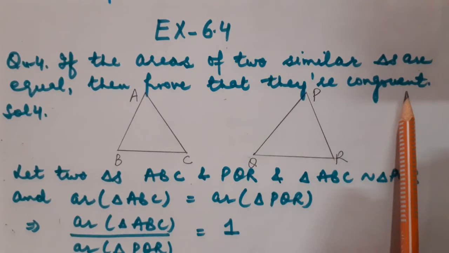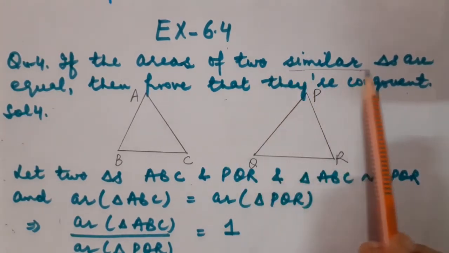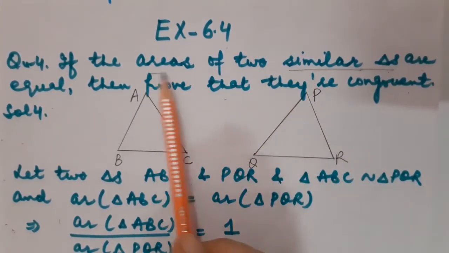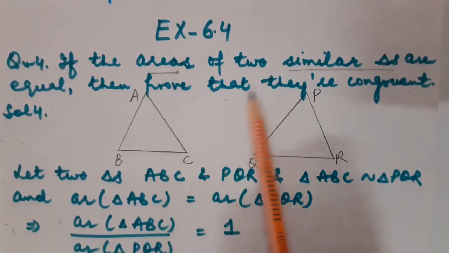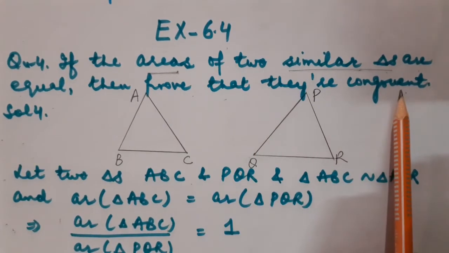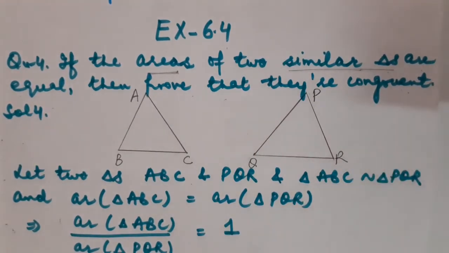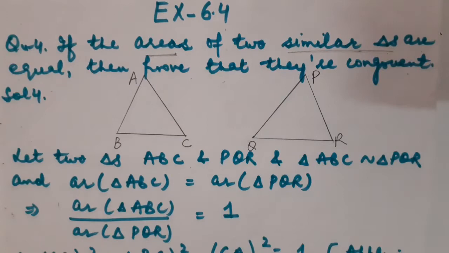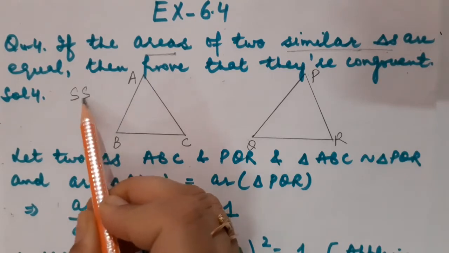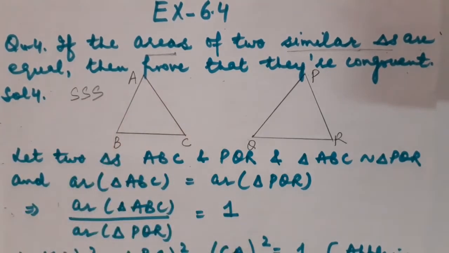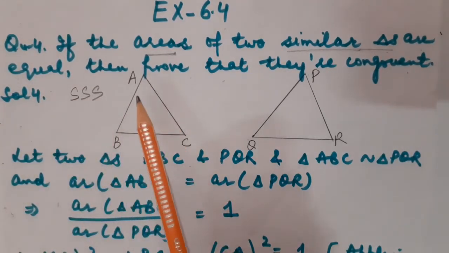What is given in the statement? That there are two similar triangles and their areas are equal. What do I have to prove? I have to prove that they both are congruent to each other. Got it, students? So children, how can we prove that two triangles are congruent to each other? For that I have already explained many criteria. So in this question we are going to apply the SSS congruency criteria. How? Let us start its solution.